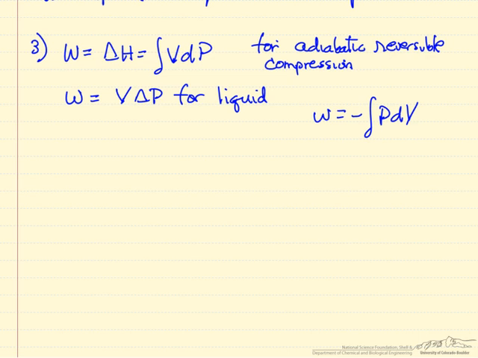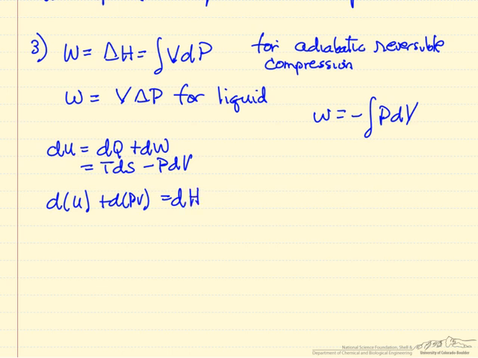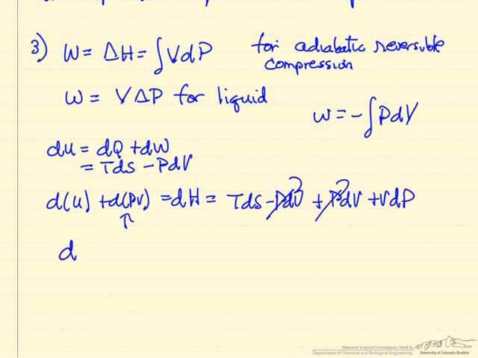Well, if we look at our general first law balance, for reversible, we can make these two substitutions. And we look at our definition of enthalpy, then it's TdS minus PdV plus, expanding out this term, PdV plus VdP. These two cancel. And so dH, which is the left side, is equal to TdS plus VdP.